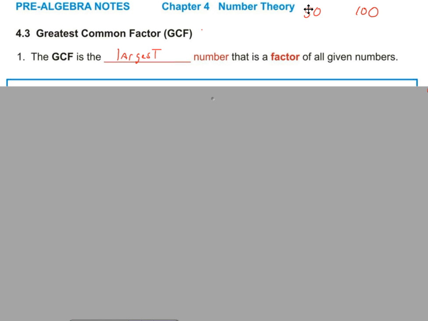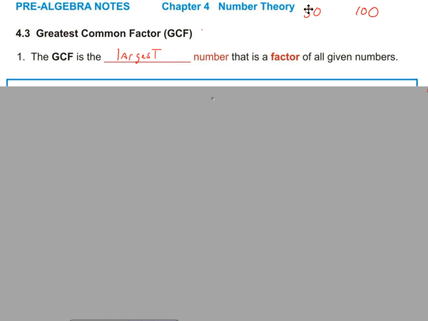I have an example with 2 numbers. You could do it with 3 numbers, 4 numbers, 8 numbers, 50 numbers if you want, all right? And it would be the largest number that is a factor of all of the numbers you're considering. So, for example, is 2 a factor of both 50 and 100? Yes, because 2 times 25 is 50, and 2 times 50 is 100. So yes, 2 is a factor of both.